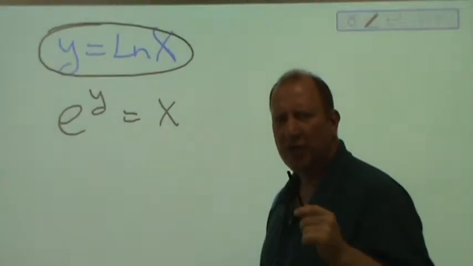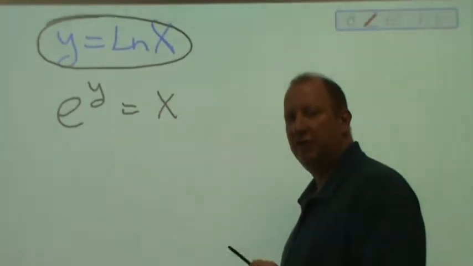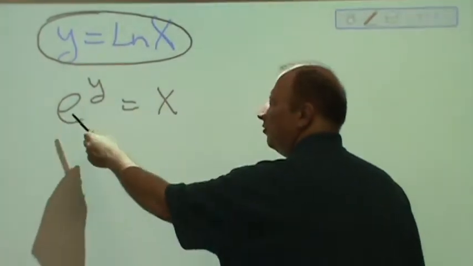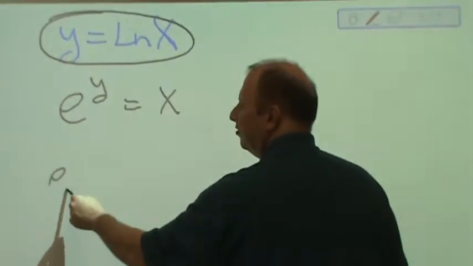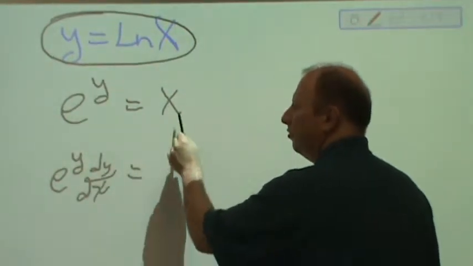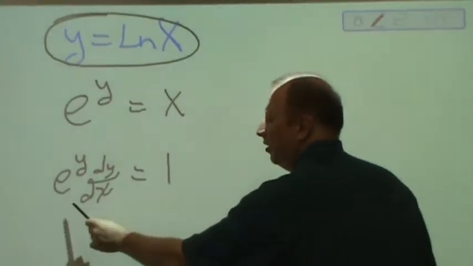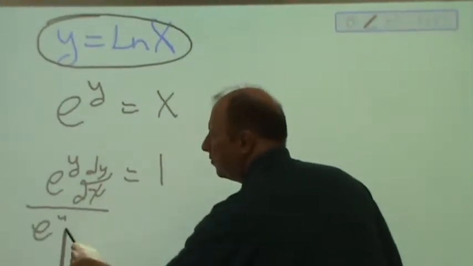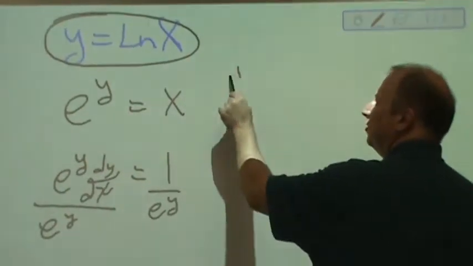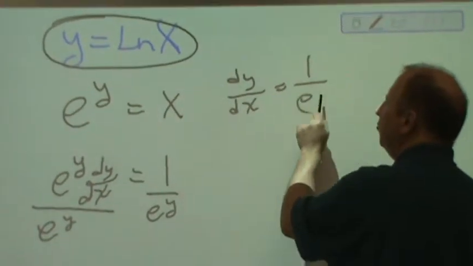We already know the derivative of e to the y is e to the y from a previous video or previous lesson from your calculus class. So the derivative of e to the y is e to the y dy dx equals the derivative of x. The derivative of x happens to be 1. Now what I'm going to do is divide both sides by e to the y. So we can say dy over dx is equal to 1 over e to the y.